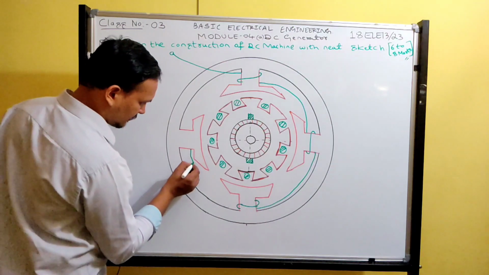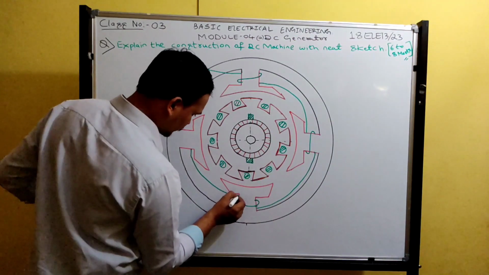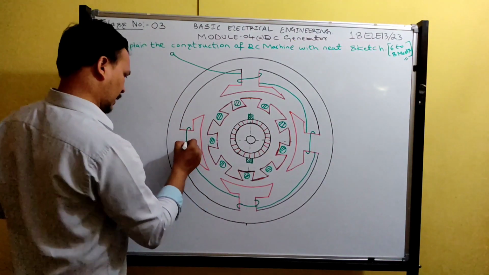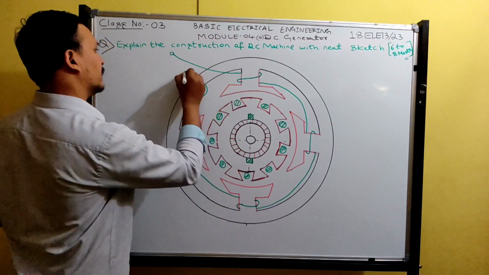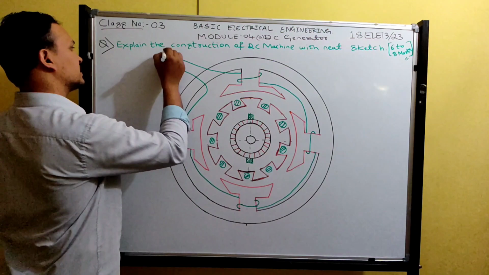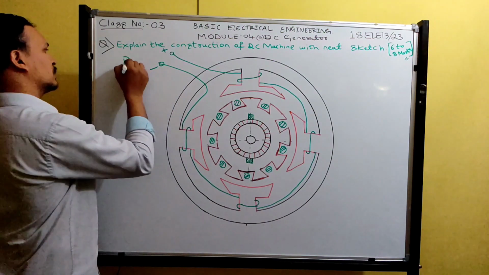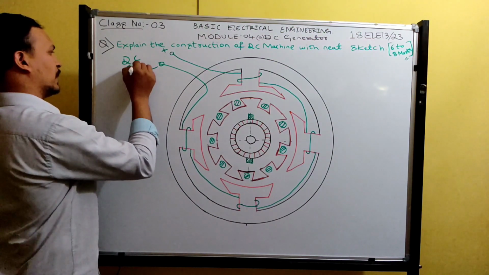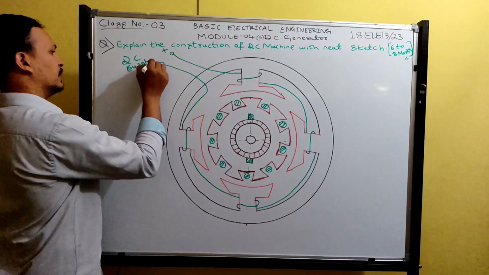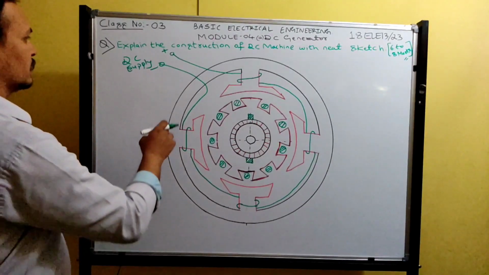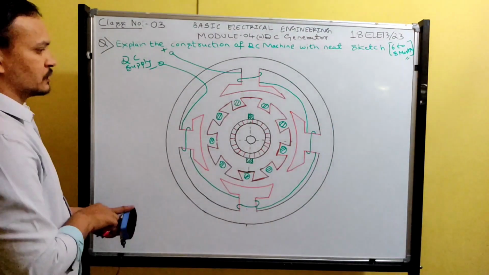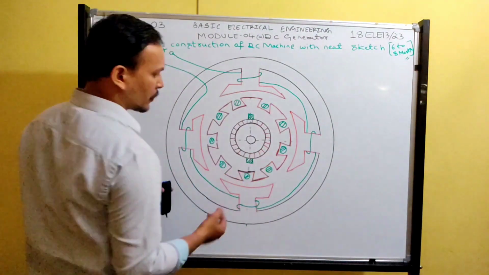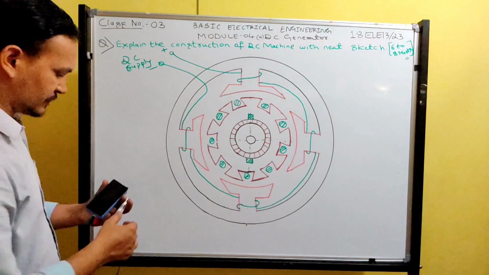So write neatly. So join this, and like this you should complete for all the poles. Finally you take outside. So this is plus and this is minus. Here you write DC supply. Okay, DC supply. So this is called field winding. So what I wound on the pole cores, that is called field windings.